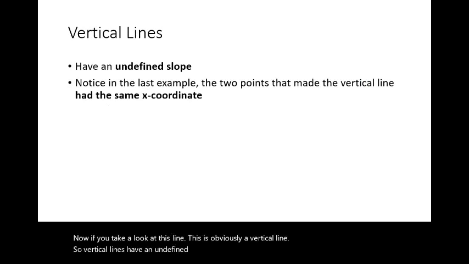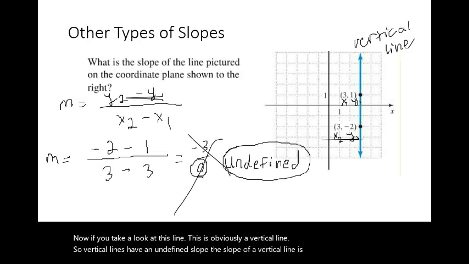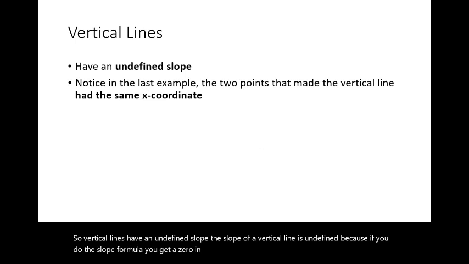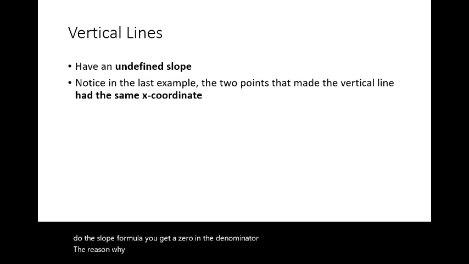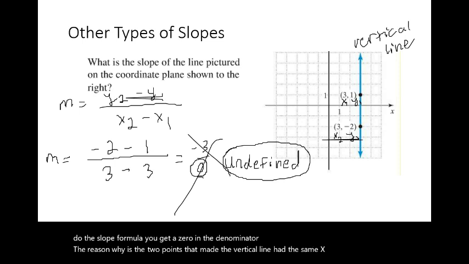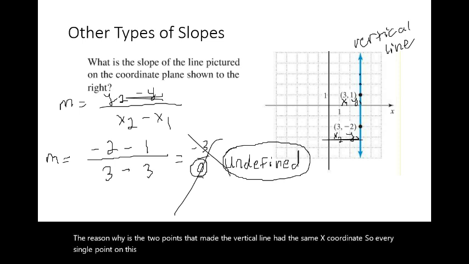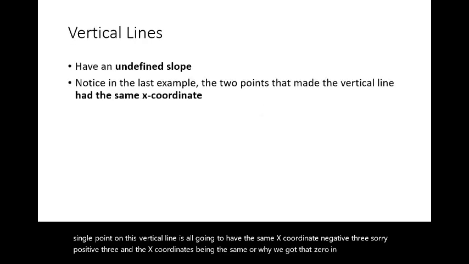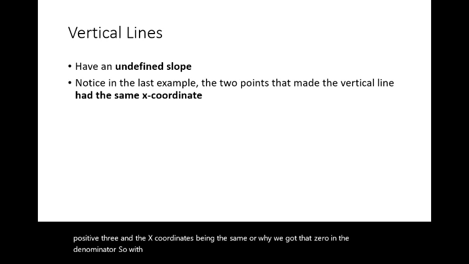The slope of a vertical line is undefined because if you do the slope formula, you get a 0 in the denominator. The reason why is the 2 points that made the vertical line had the same x-coordinate. So every single point on this vertical line is all going to have the same x-coordinate, positive 3. And the x-coordinates being the same are why we got that 0 in the denominator. So with vertical lines, the 2 points will have the same x-coordinate.